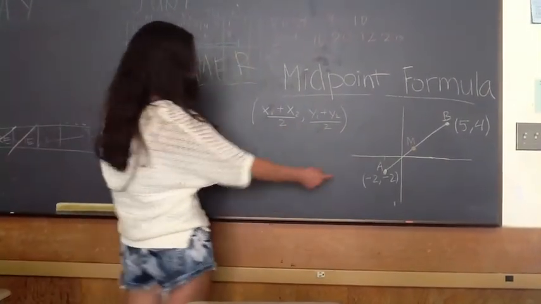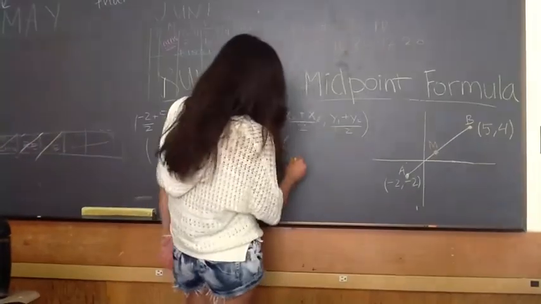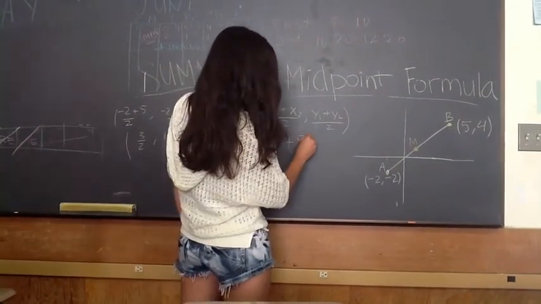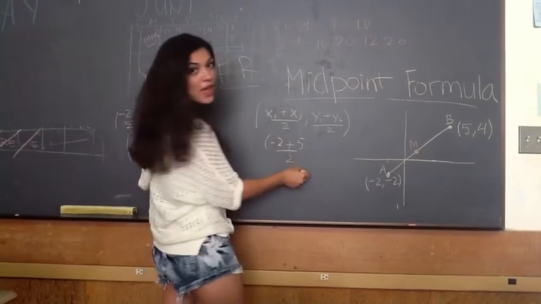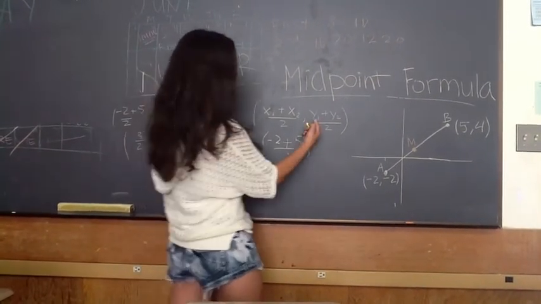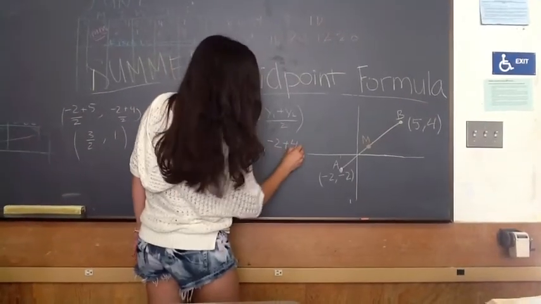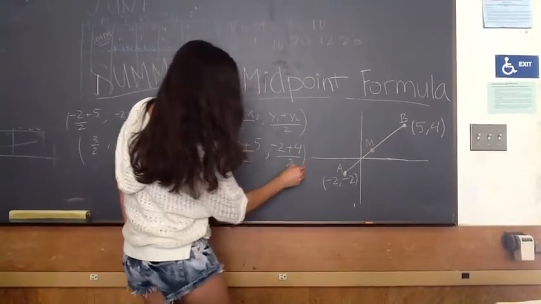So we'll start by taking -2 and 5, and then divide by 2 for the x coordinate, and then for the y, -2 plus 4, and then divide by 2 for the y.